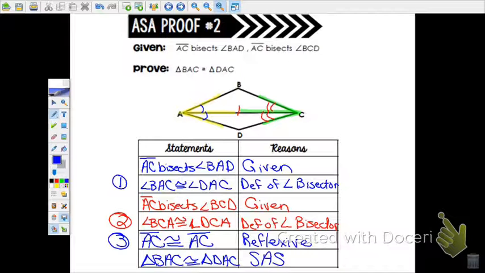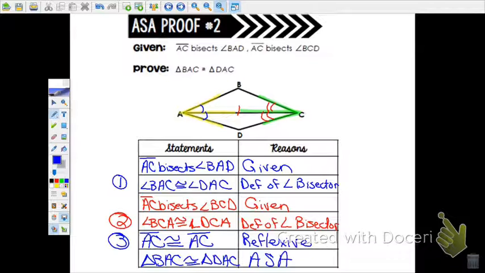AC. You wrote down side angle sides. Angles. Oh, I'm sorry, thank you. Yeah. Angle, side, angle.